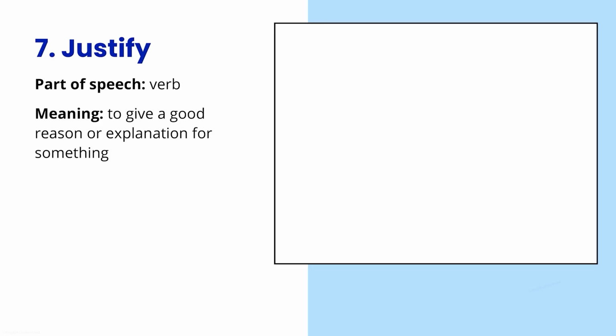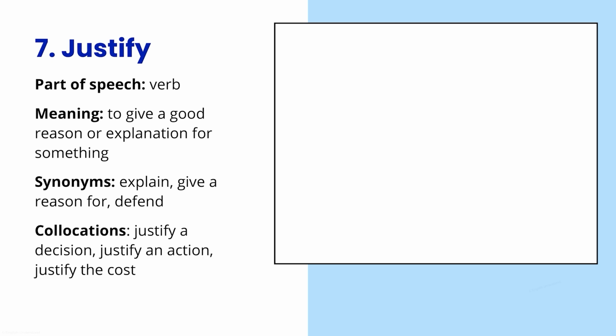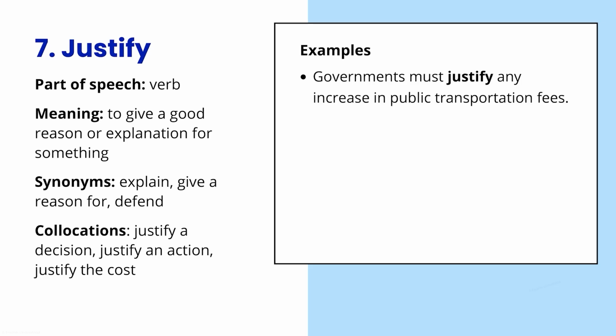Let's move on to 7 now, which is justify. Justify is a verb, and it means to give a good reason or explanation for something. Some synonyms are explain, give a reason for, or defend. Collocations, justify a decision. So this means you explain your reasons for your decision. Justify an action, same thing. Justify the cost. Here are some examples.